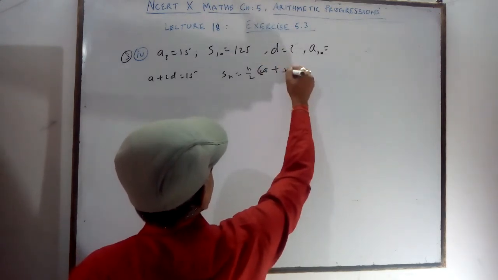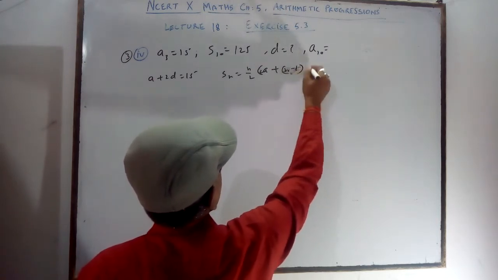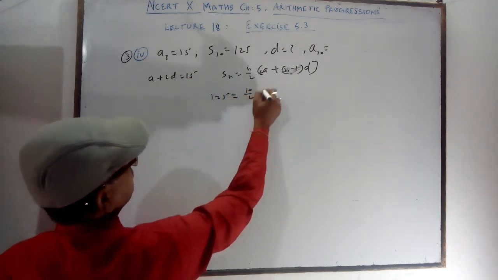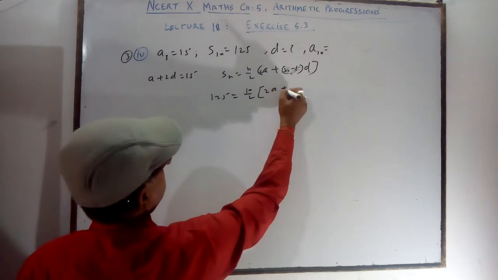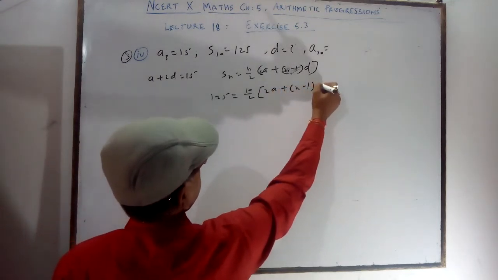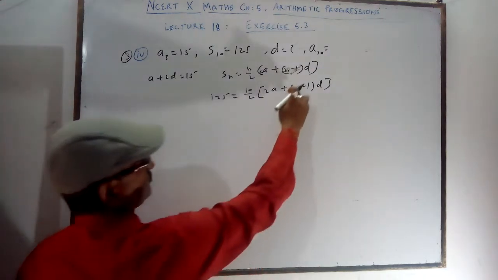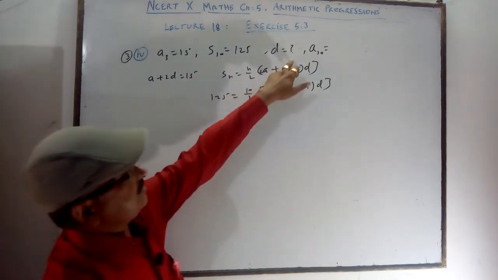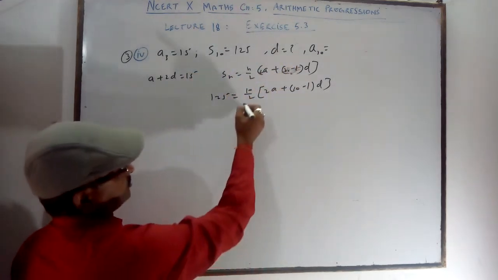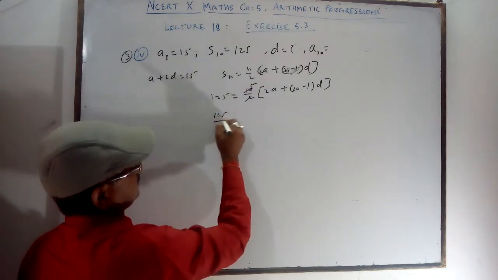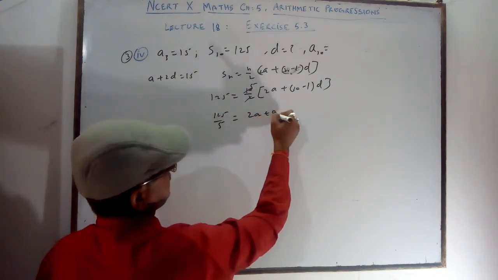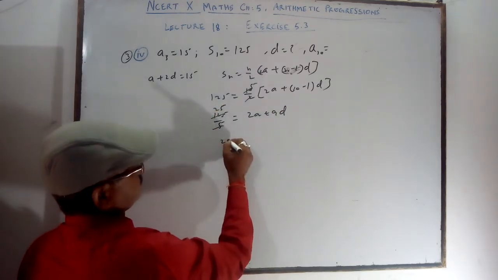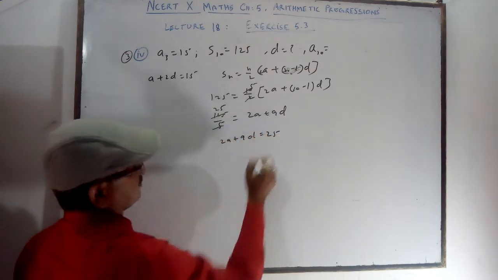Then 125 is equal to 10 by 2 into 2a plus n minus 1 into d. Here n is given as 10, so n minus 1 is 9. S10, A10 you want, so n is 10. Two 5s are 10. You will get 125 by 5 is equal to 2a plus 9d. Five 5s are 25. So 2a plus 9d is equal to 25.